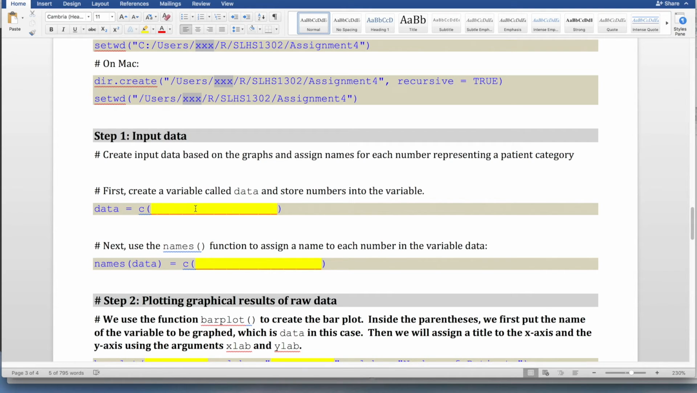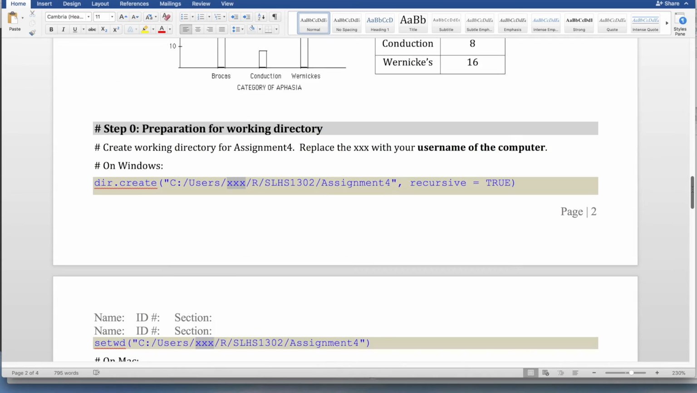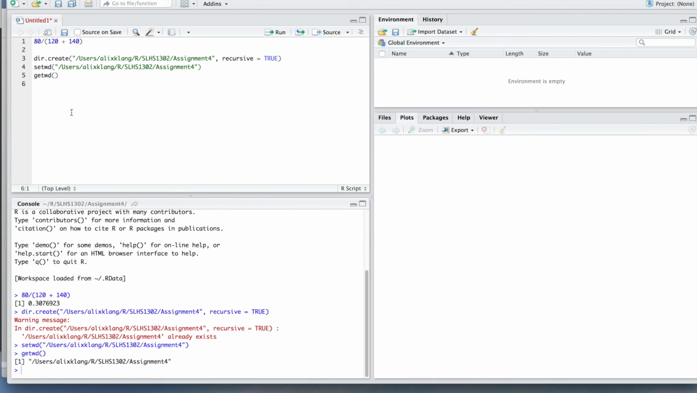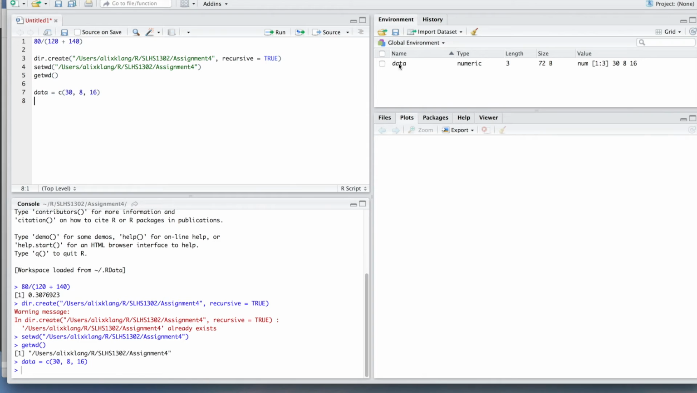So right here with this code line, we're going to be creating a variable called data, and it's going to have the numbers from up here. So what we want to do is replace this highlighted section with our values. If we recall, our value for Broca's aphasia is 30, our value for conduction aphasia is 8, and our value for Wernicke's aphasia is 16. Then you'll copy this code line and run it in R. And we'll see over here in the global environment, we've created this variable called data.